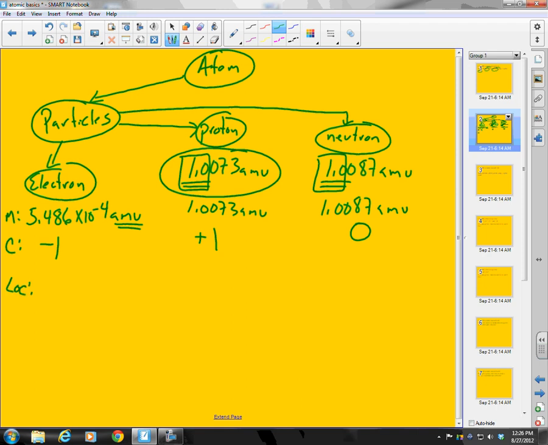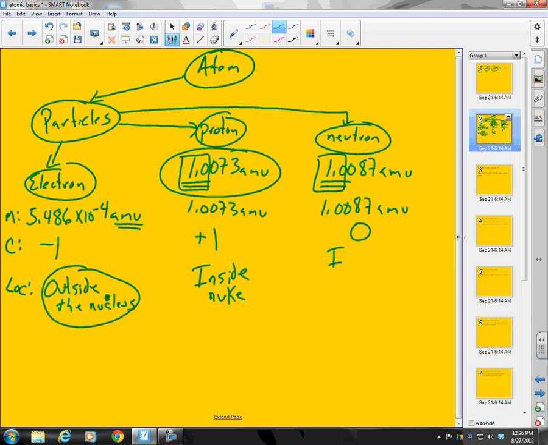What's the location of the electron? Well, it can really be anywhere outside the nucleus. We'll get into the location of the electron in much greater detail in the next chapter. But for the time being, let's just learn that it is outside of the nucleus. Where's the proton? Well, that means the proton is inside the nucleus. And where's the neutron? Also inside the nucleus.